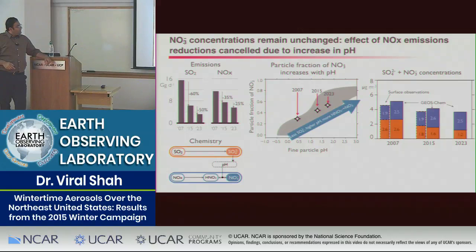And the increase in pH because of lower sulfate is letting the nitrate concentrations remain flat. Now, if the NOx emissions had not decreased, then we would have seen an increase in nitrate concentrations. So it was good that the NOx emissions also decreased by 50%, and the nitrate concentrations remain the same because of that. If not, we would have seen nitrate concentrations increase because the pH is increasing.